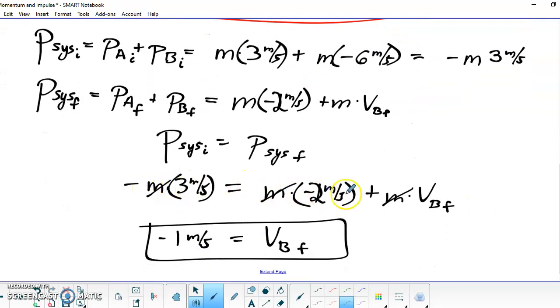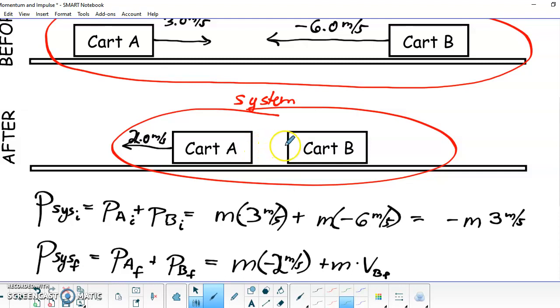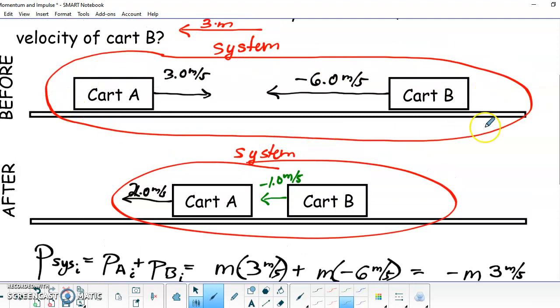And all of my masses cancel, add 2 meters per second to the other side, and you get negative 1 meter per second. So my final velocity of cart B is a negative 1 meter per second. And that maintains the same momentum before in the system as after. And that's how you approach every momentum problem.